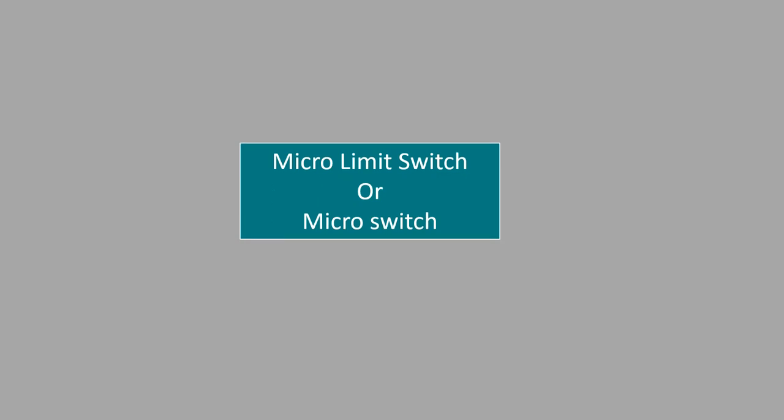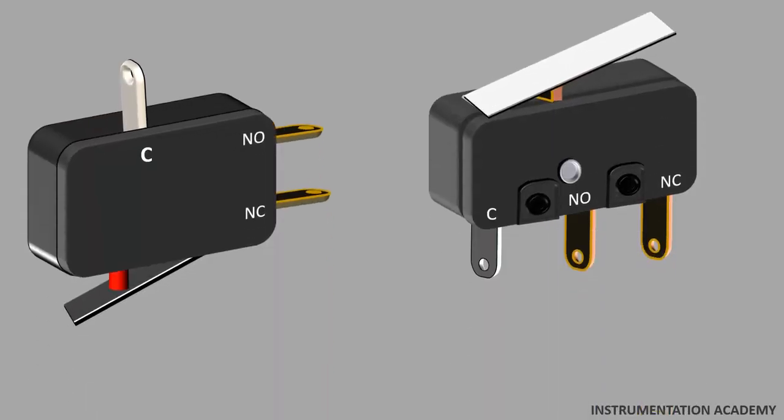Now let's discuss another type of limit switch which is commonly found in control circuits. That is the micro limit switch, or micro switch. Micro limit switches are much smaller than standard limit switches, allowing them to be installed in narrow or small spaces that would normally be inaccessible to other switches.